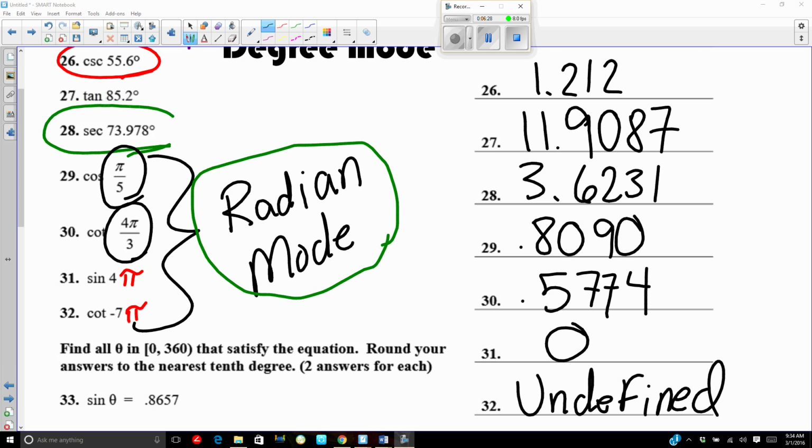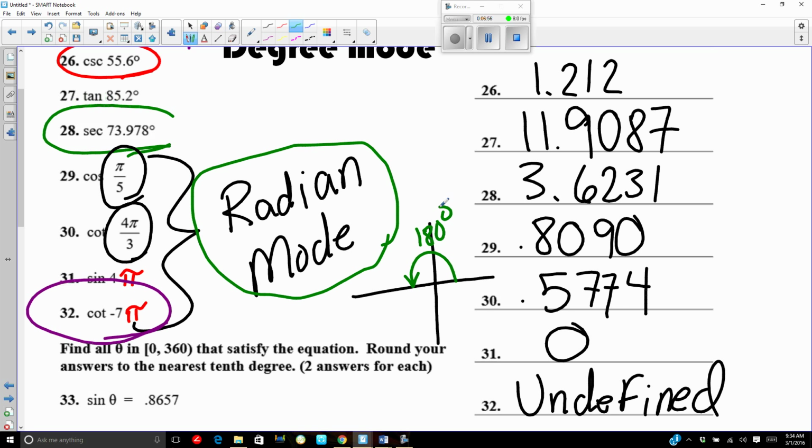So those are the answers for 29 through 32. Notice that the last one is undefined, the cotangent of negative 7 pi. If you change negative 7 pi to degrees, it ends up being 1260, which essentially is a 180-degree angle.